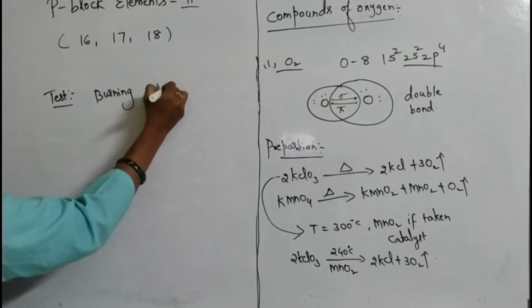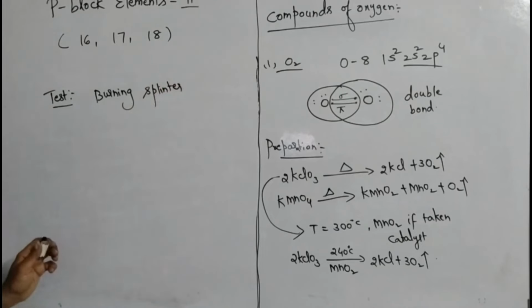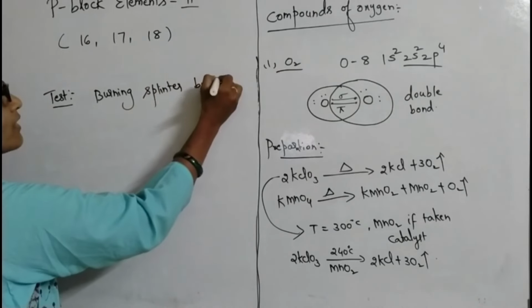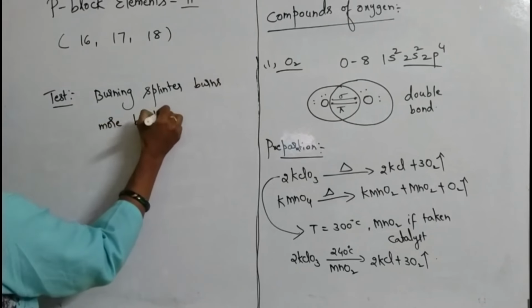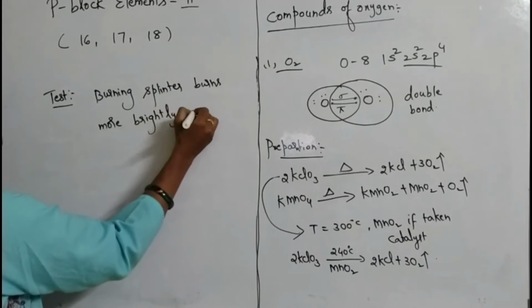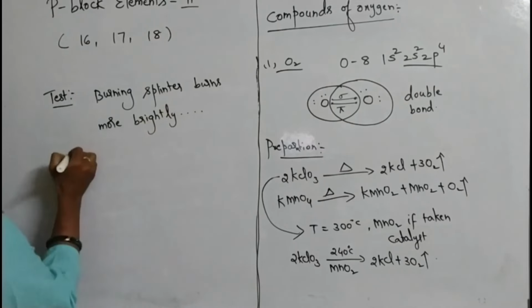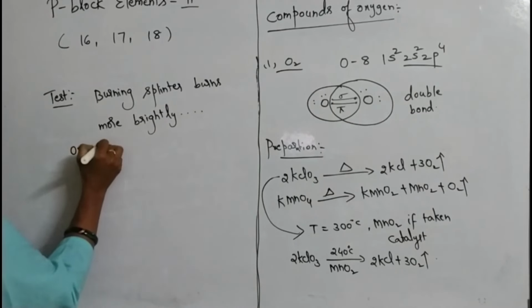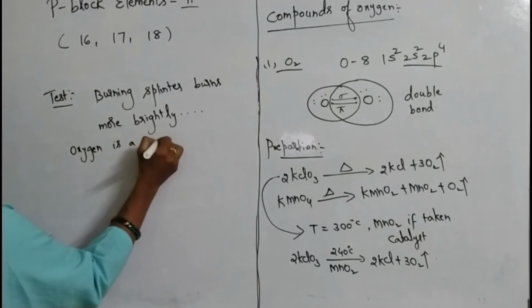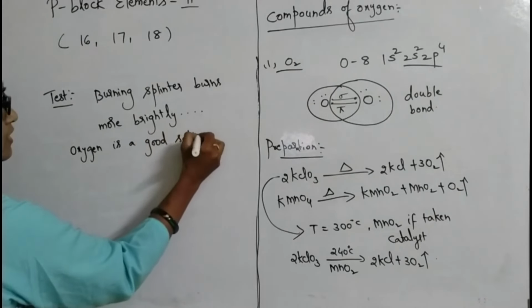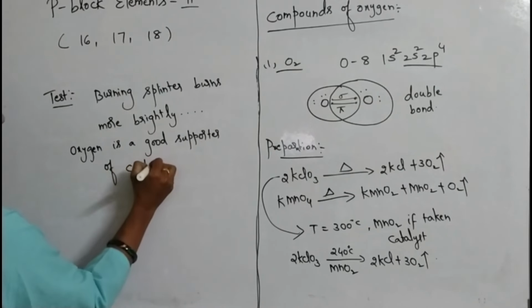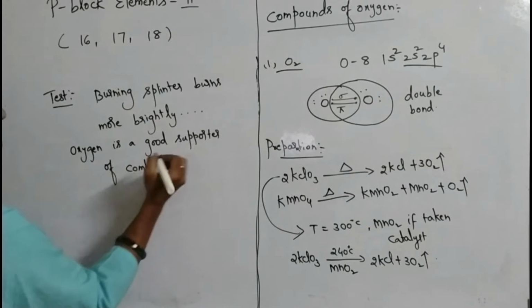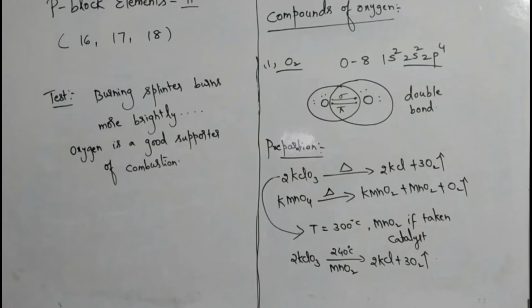Burning splinter means what here? If a burning splinter burns more brightly, then you call that as what? Test for oxygen gas. Because oxygen is a good supporter of what? Combustion. Oxygen is a good supporter of combustion, a good supporter of combustion reaction. So like that, this is how to test an oxygen gas.